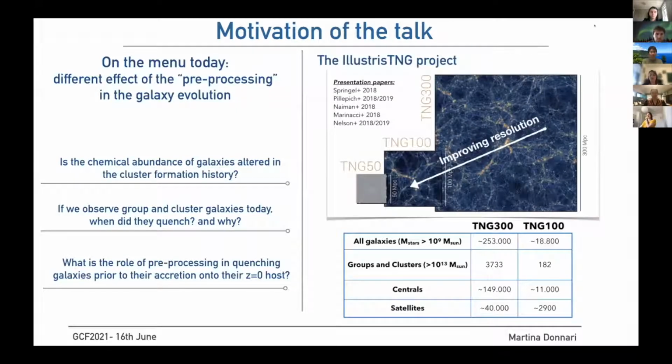So the tool that I'm going to use is the IllustrisTNG simulations, which is a set of 3 different cosmological-hydrodynamical simulations. And today I'm going to present results from TNG300 and TNG100. So just to have in mind what kind of numbers we are using: we select all galaxies with stellar mass larger than 10^9 solar masses, orbiting in groups and clusters larger than 10^13 solar masses.